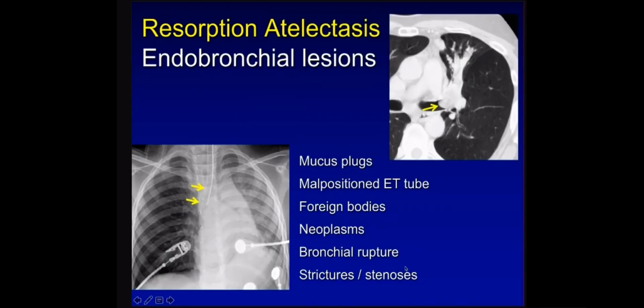A couple of examples. This patient has a malpositioned ET tube. So this is a type of resorption atelectasis. The left lung is becoming atelectatic. The diaphragm is up. The lung is becoming dense, with increasing density in the lung.